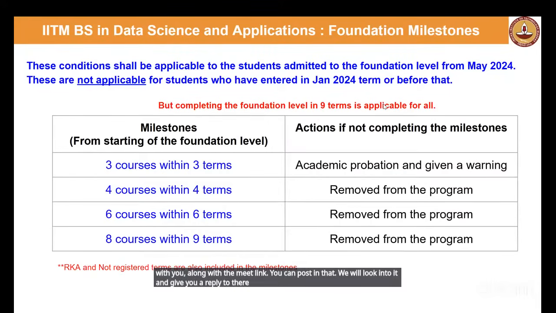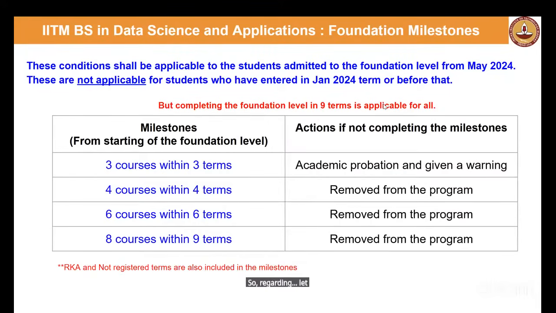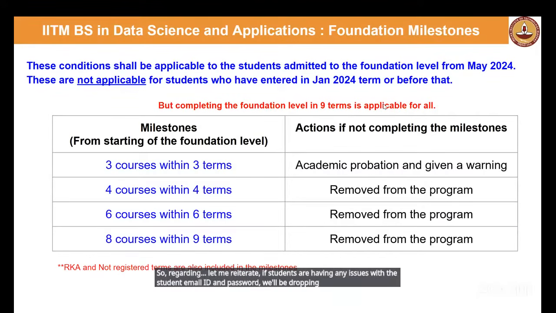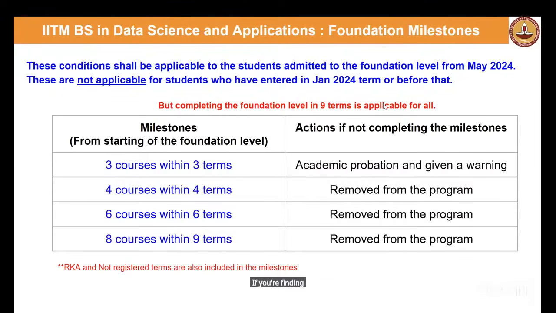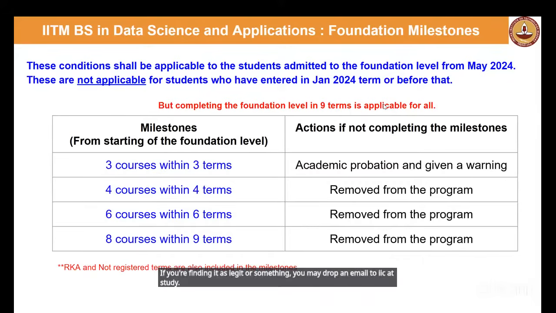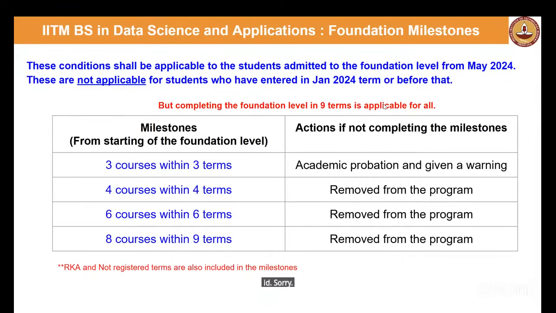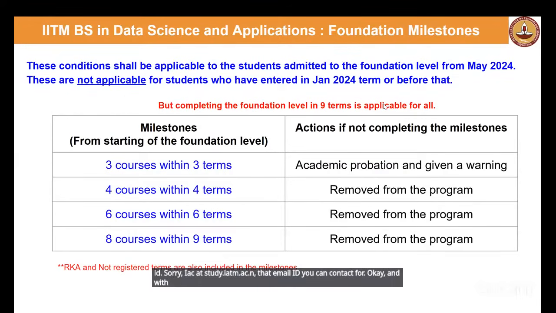Let me reiterate: if students are having any issues with the student email ID and password, we'll be dropping you an email, as we did for this orientation session, by end of the day today, so do not worry about it. Internships are not mandatory at this level. If you find it is an issue, you may drop an email to IAC@study.iitm.ac.in. With respect to course planning, I've given you the pathways of 2 terms, 3 terms, and 4 terms. Please be careful with that.